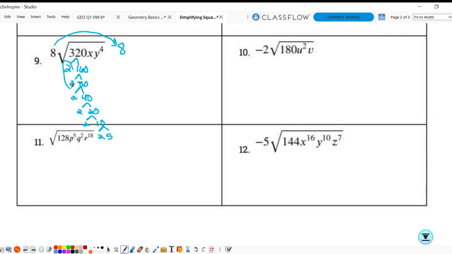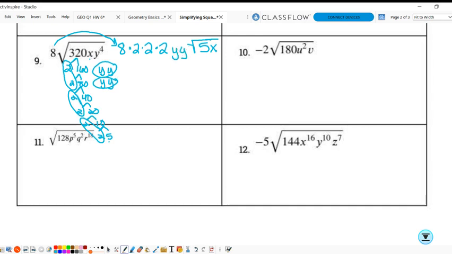So we've got 1, 2, and 3 pairs of 2's. The 5 is going to go in the radical. I have an x, it's just a single x, so that's going to stay in the radical. And then we have 4 y's. So we've got 2 pairs of y's. That's going to be yy.